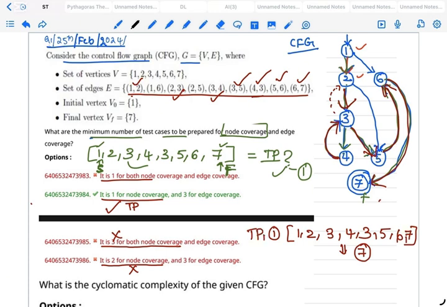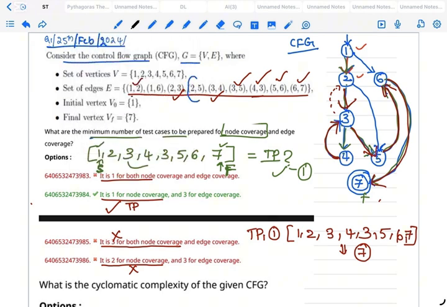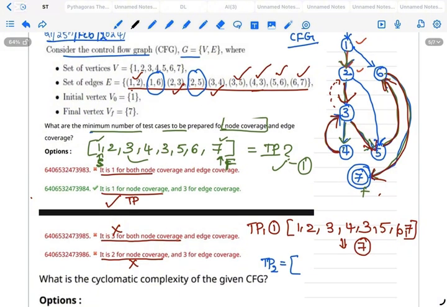Okay, so how many edges are left? 2 to 5 is left, right? 1 to 6 is left. 2 edges are left. So we want another test path, that is test path 2. It will cover 1 to 6, right? So there is a test path 1, 6. This is also starting with the initial node and ending with the final node. This is a valid test path.